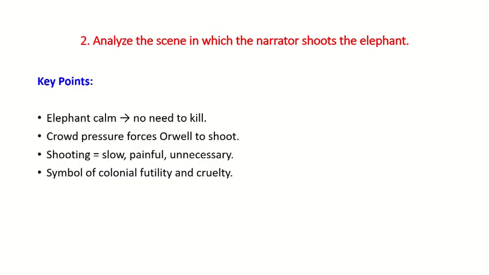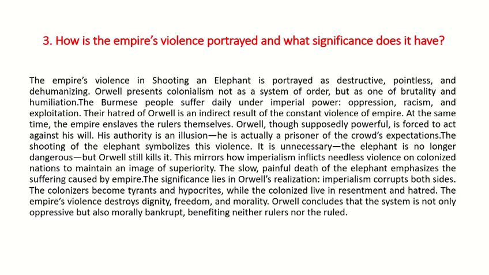Key points: elephant calm, no need to kill, crowd pressure forces Orwell to shoot, shooting slow, painful, unnecessary, symbol of colonial futility and cruelty. Third question: how is the empire's violence portrayed and what significance does it have? The empire's violence in "Shooting an Elephant" is portrayed as destructive, pointless, and dehumanizing. Orwell presents colonialism not as a system of order but as one of brutality and humiliation.